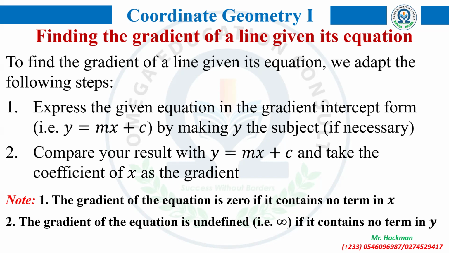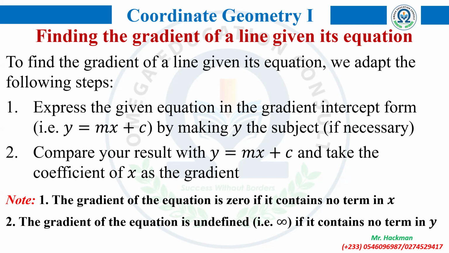Now, the first one, we are going to look at finding the gradient of a line given its equation. And I know, once again, this is not new to you, so I'll quickly walk you through what you already know. Then we go and look at how best to use what you already know to deal with questions that will follow. To find the gradient of a line given its equation, we adopt the following steps. Step 1, express the given equation in the gradient intercept form, that is y = mx + c, by making y the subject if necessary.